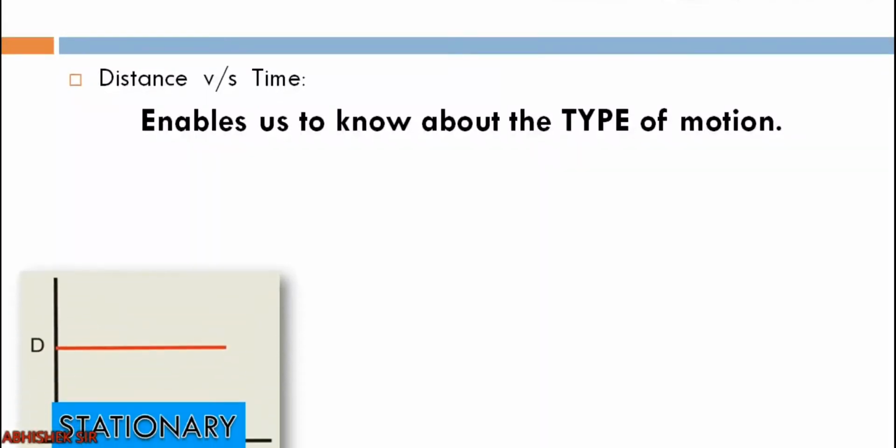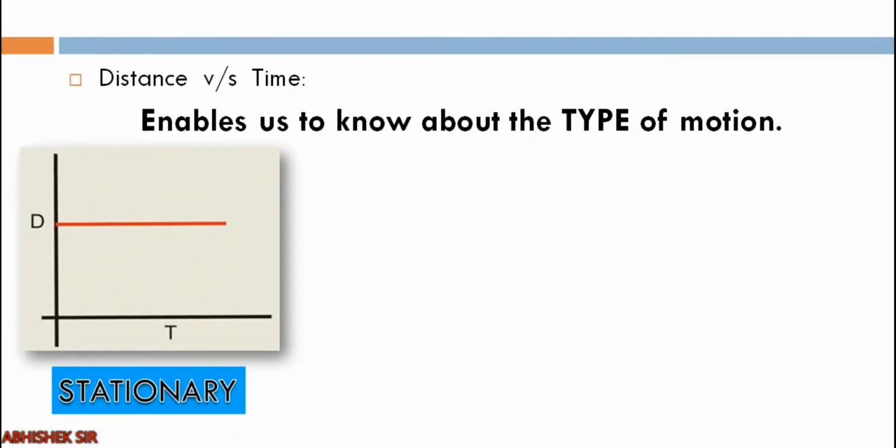For example, you see this first one. Here we have distance on the y-axis and here we have time. Suppose some object is at a specific position at 0 seconds, right?